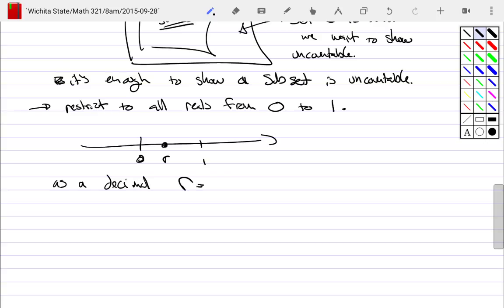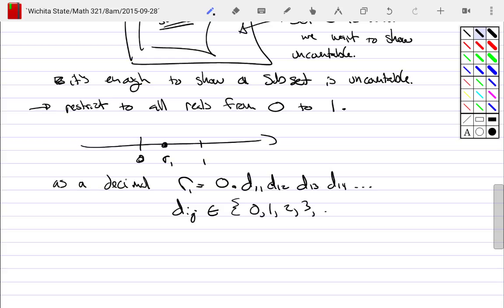As a decimal, R equals 0 point, and let's call this, say, real 1. And then what's going to come after this? Everything between 0 and 1 is 0 point something. And so what comes after it is a bunch of decimal digits that are numbers between 0 and 9. So this would be, say, the decimal d11, d12, d13, d14, etc., where each dij is simply some number that's either 0, 1, 2, 3, all the way up to 9. Right? It's a decimal digit.